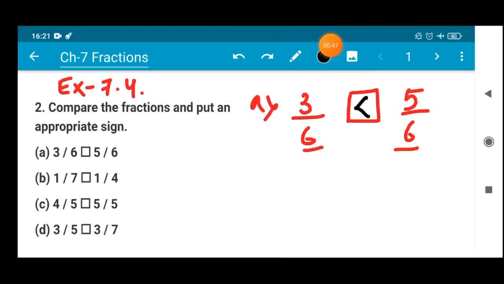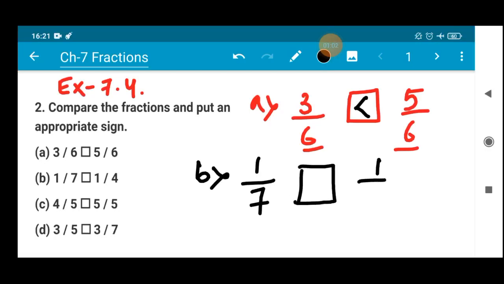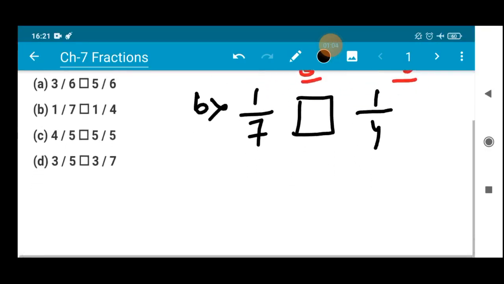Okay, so you need to understand this, that whenever the denominators are same, you can directly compare the numerators, but when the denominators are different, then you will face a problem. You cannot compare directly. Okay, let's have a look at this: 1 by 7 and 1 by 4. Let us compare these two fractions.